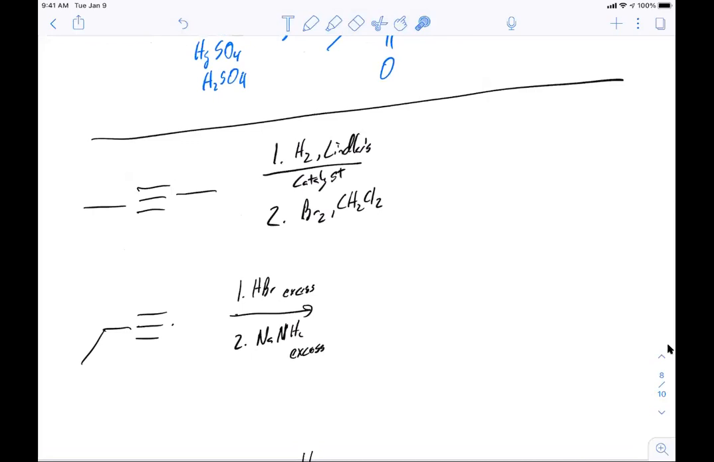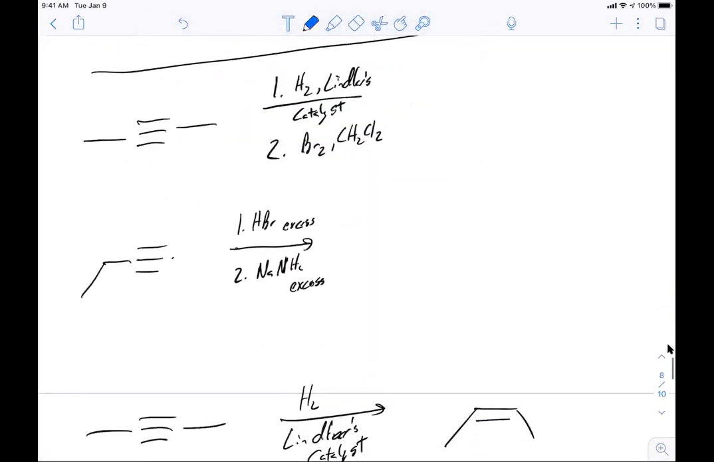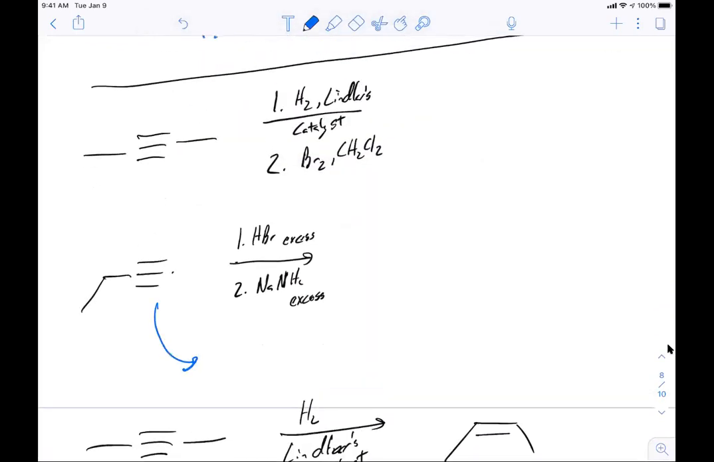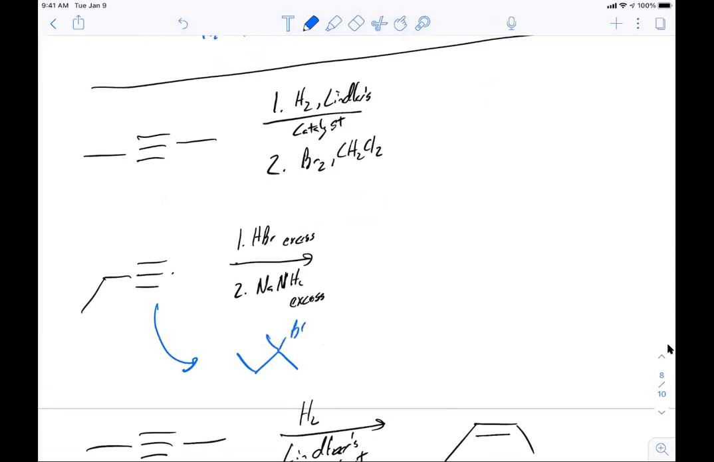The second one, we're adding the bromine. And here, we can show it up here. So with excess bromine, what we end up with in the first step is this dibromide. And then in the second step, with the sodium amide, we're going to get reduction and a majority of the internal alkyne. So what we've done here is actually just move the alkyne over.